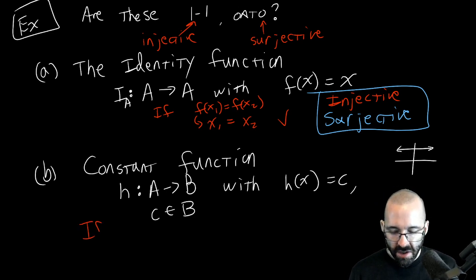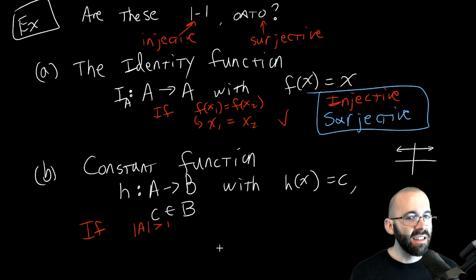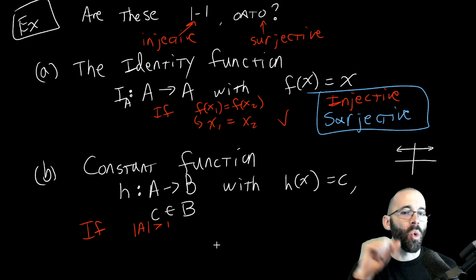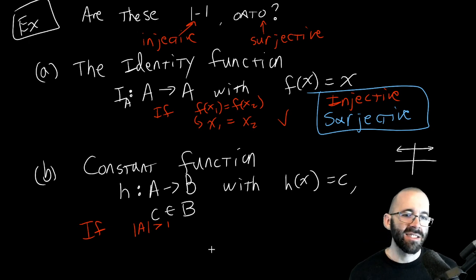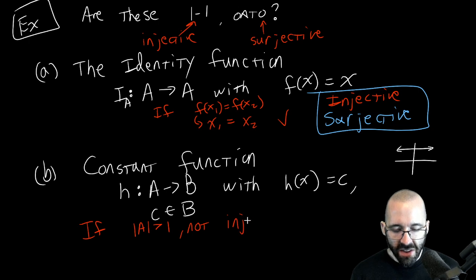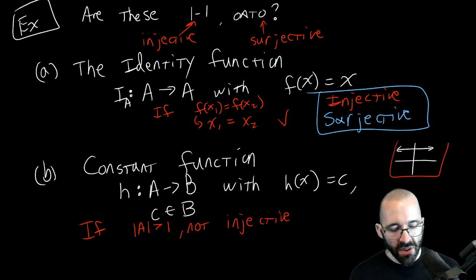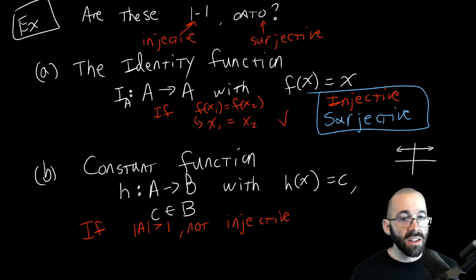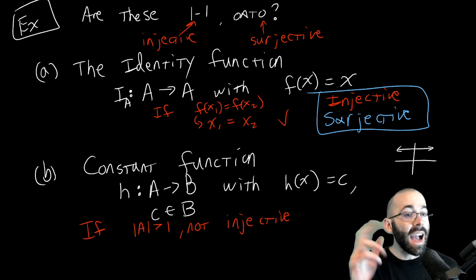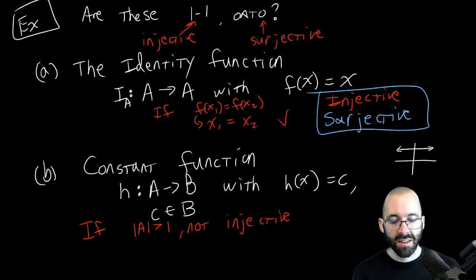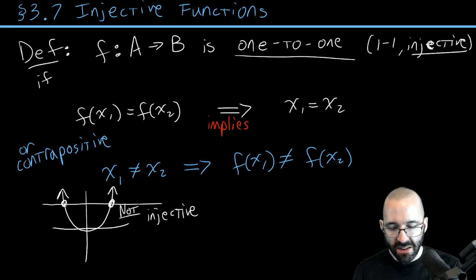So, if A has more than one thing in it, if our domain is more than just one element, then it's not injective. Right? Everything's going to the same place. If your domain is more than one number, you're going to fail the horizontal line test. It's injective if every output has a unique input. That's another way of phrasing this, right?